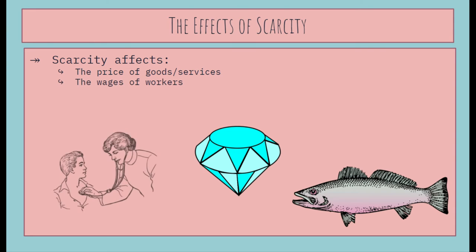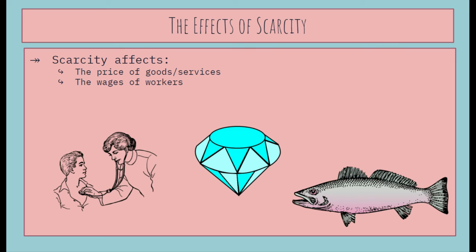Scarcity is also going to affect the wages of workers. Doctors have to go to school for many years of their life and pay enormous amounts of money before they can wear the white coat. The difficulty inherent in becoming a doctor means that few people choose that career path, and that means there's always going to be a shortage of doctors. They're a scarce resource. This, combined with the incredible demand for a doctor's services, means that doctors can earn high wages and have little difficulty finding work.